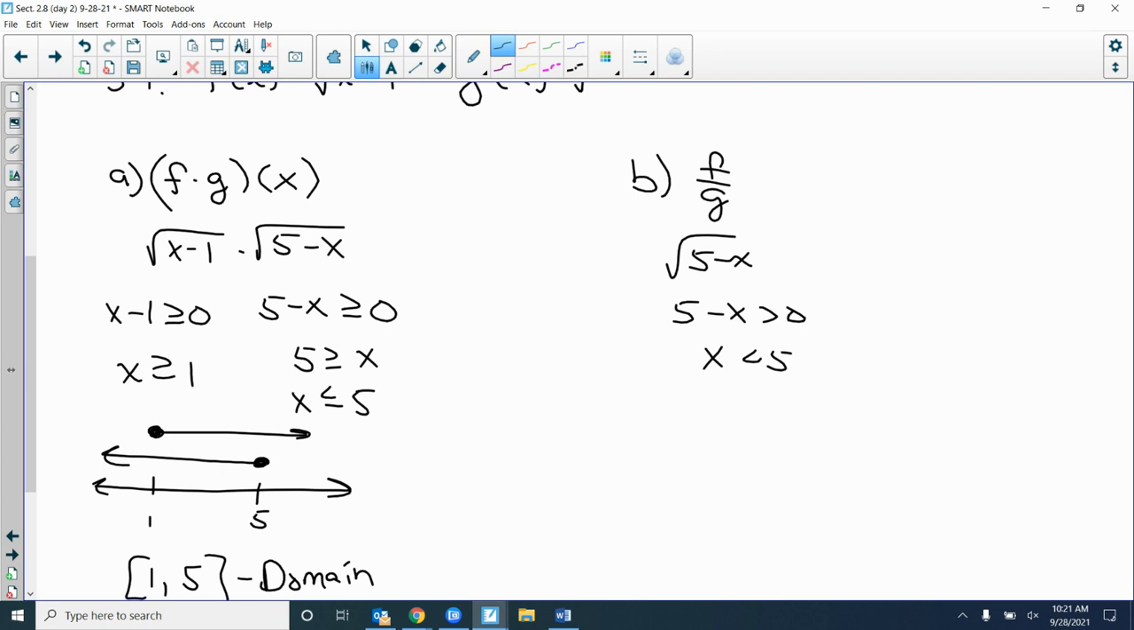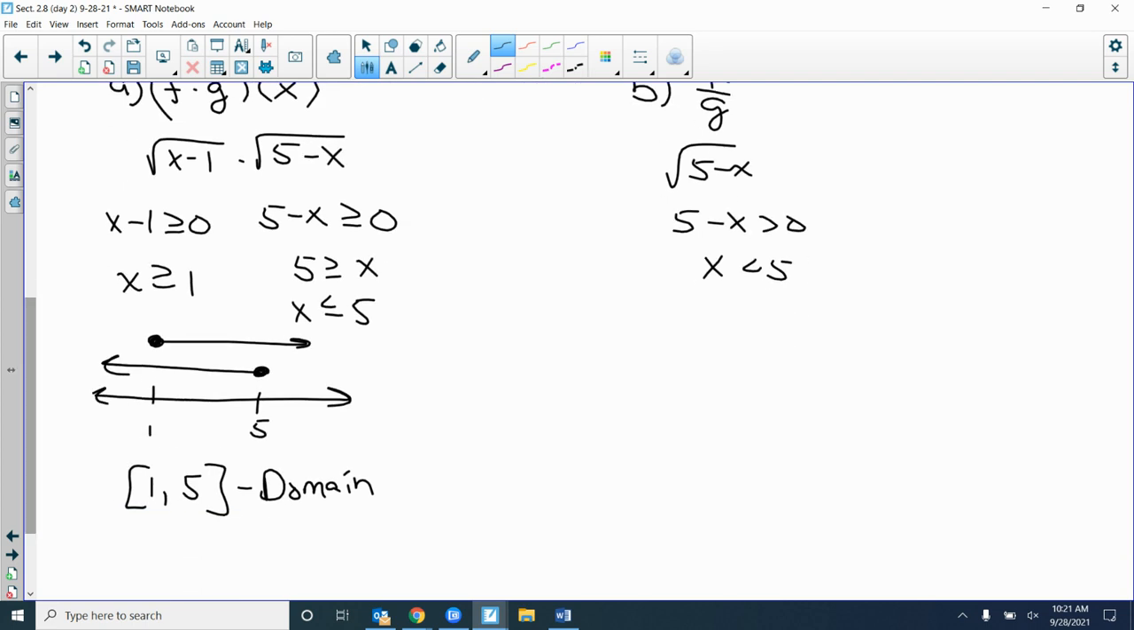And so you'll get the same idea here, except that's an open circle. If you look at the answer, it'll say the domain is 1 to 5, not including 5. Okay, so you gotta watch that one. Sometimes I think people miss that one a little bit.